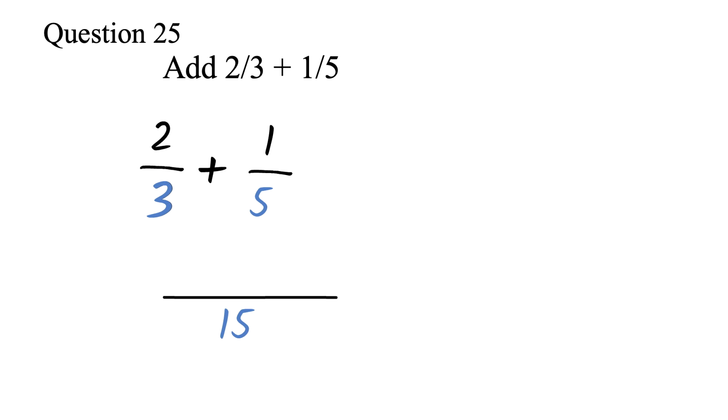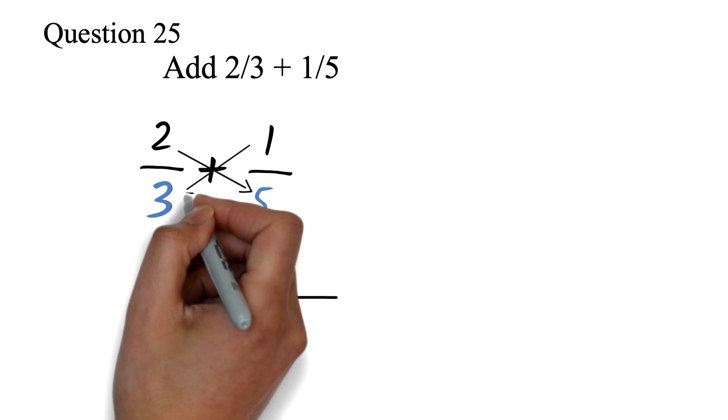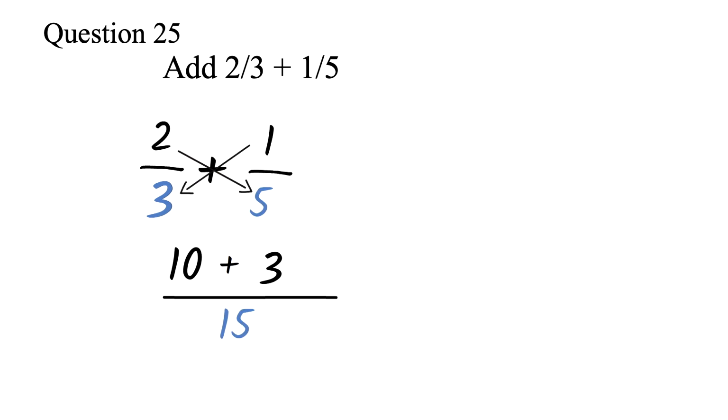Then we will cross multiply. 2 times 5 is 10. Plus 1 times 3 is 3. 10 plus 3 is 13. So we have 13 over 15 as our final answer. The work here is just being able to remember the steps. This method usually works for small numbers and also when you're dealing with two fractions. As you increase the numbers or add more fractions, this method is not very effective.